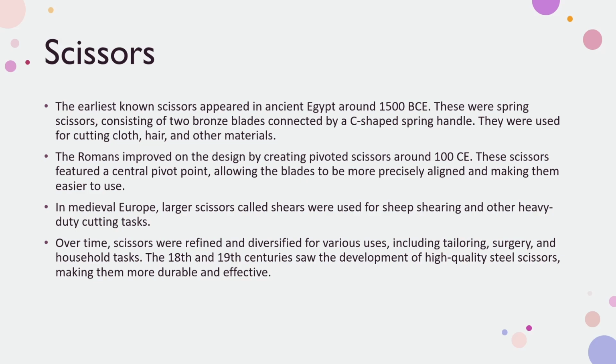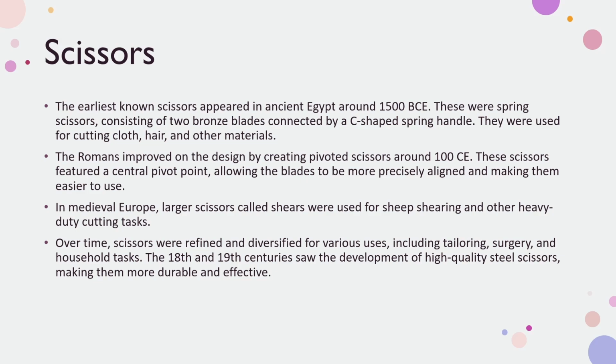These scissors featured a central pivot point, allowing the blades to be more precisely aligned and making them easier to use. In medieval Europe, larger scissors called shears were used for sheep shearing and other heavy-duty cutting tasks. Over time, scissors were refined and diversified for various uses, including tailoring, surgery, and household tasks.